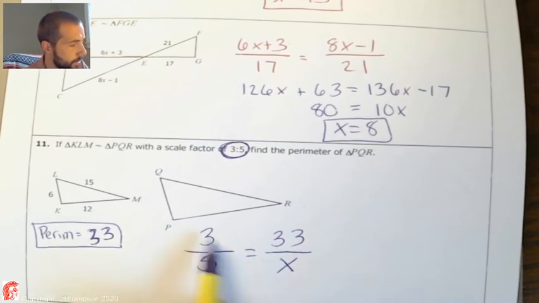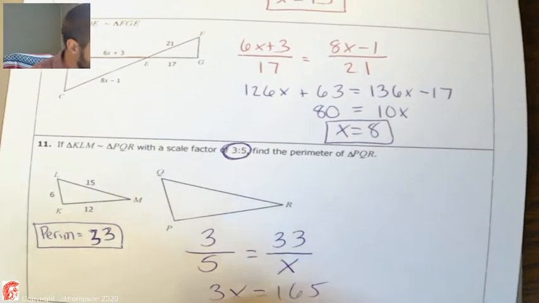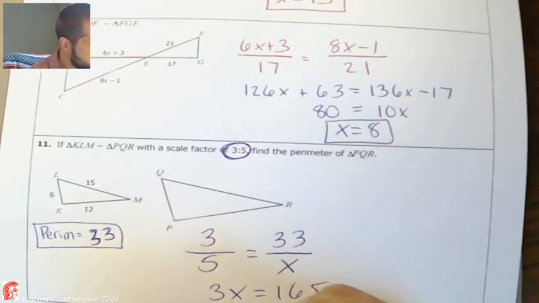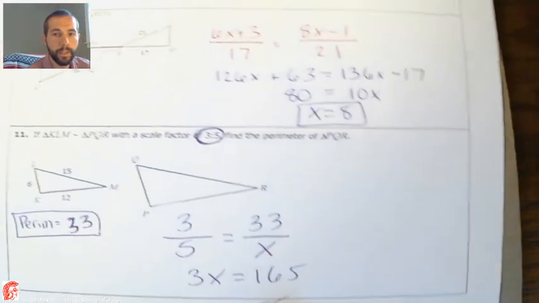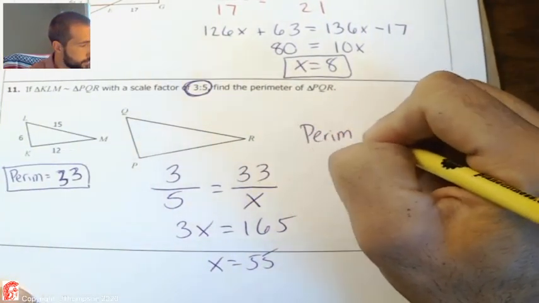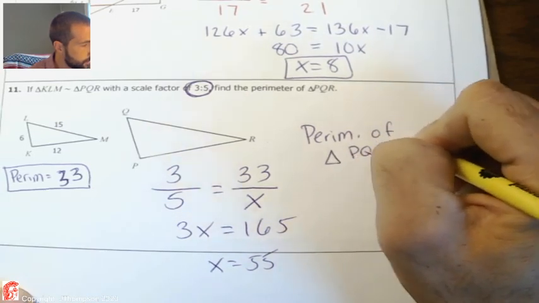Cross multiply, 3 times x is 3x. 33 times 5 is 165, and then 165 divided by 3, and you get the perimeter, so x equals 55. So the perimeter of triangle PQR is 55.